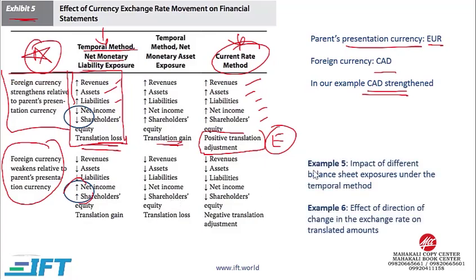If you have time, then go over example 5 and example 6. Example 5 deals with the impact of different balance sheet exposures under the temporal method, and example 6 deals with the effect of direction of change in exchange rate on the translated amounts.